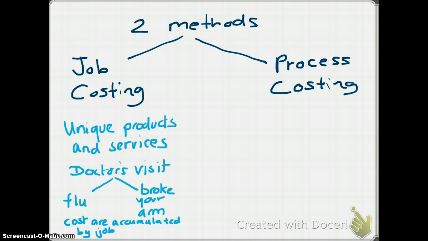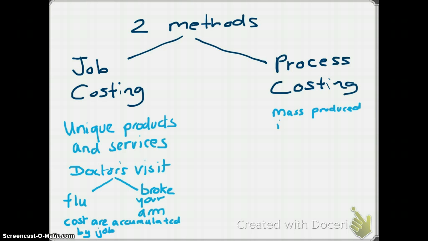So if you have the flu, they'll have what we will see later, called a job cost record, and they will accumulate all the costs that they spend for your visit. Whereas if you broke your arm, again, they'll have a separate record, and they'll say, okay, what are all the costs that went into your particular visit? That is called job costing. A lot of companies do job costing, and again, those are for unique products and services.